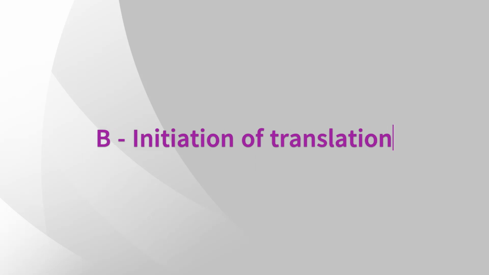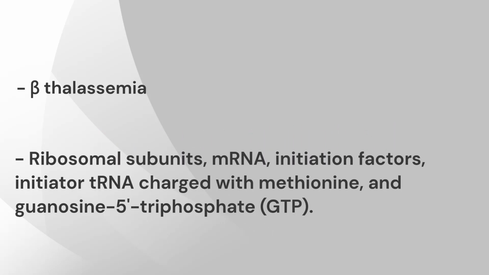Congratulations if your answer is B, which is initiation of translation. This question is designed with the focus to assess your ability to apply foundational science concepts. This patient has beta thalassemia due to a mutation in the beta-globin gene just before the methionine start codon, AUG, that is most likely disrupting translation initiation.